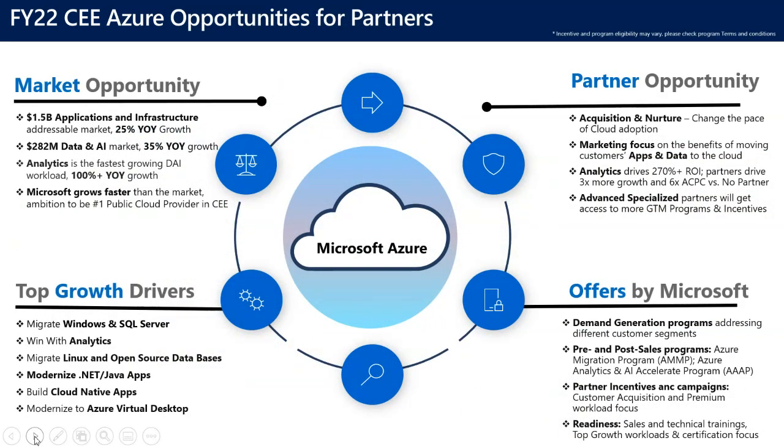The previous slide described the Microsoft priorities, and in this slide we want to show you what it means for you: what are the Azure opportunities for partners? We see here four pillars. First, this is based on independent data showing market opportunities in CE and predicted year-over-year growth in specific areas. You can see there are very good trends and expectations regarding growth in our market, with application infrastructure growing 25% year-over-year, or even analytics at 100% year-over-year growth. These are key levers where it makes sense to focus.